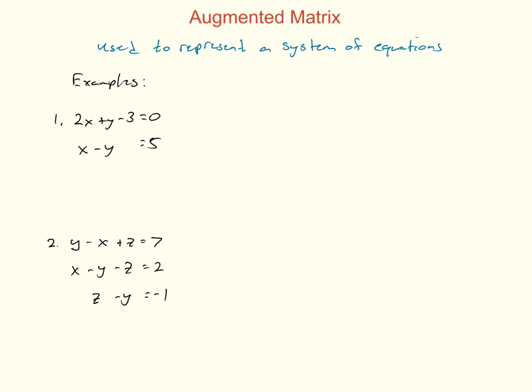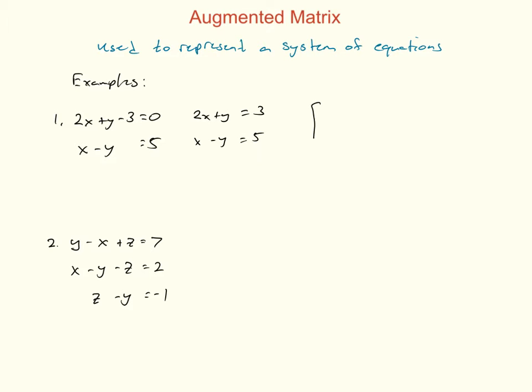Now what you want to do to go through and write a system in terms of an augmented matrix, you want to make sure that the equations have all the variables on one side and any constants on the other. So in our first example, you'll notice that 2x plus y minus 3 equals 0 has the minus 3 on the left. We want to move that to the right. So when I do that, I'm going to get 2x plus y equals 3. And on the bottom, I'll have x minus y equals 5.